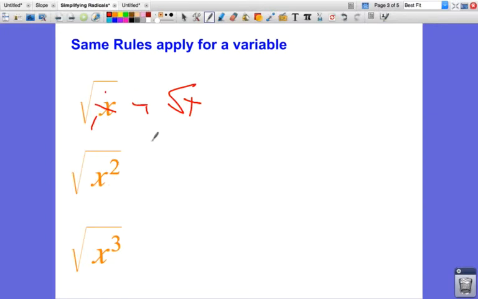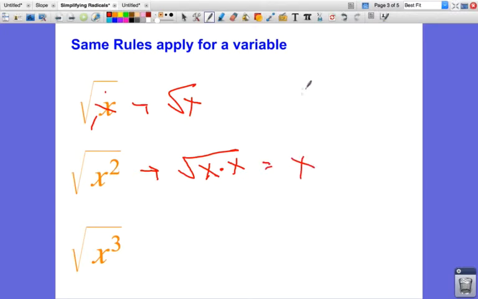But what if I have x squared here? If I have the square root of x squared, I can separate x squared into some multiplication, because x squared is just x times x. So if I'm asking myself, what number times itself equals x multiplied by itself? What happens is the square root of x squared actually cancels out this square, and it just becomes x.